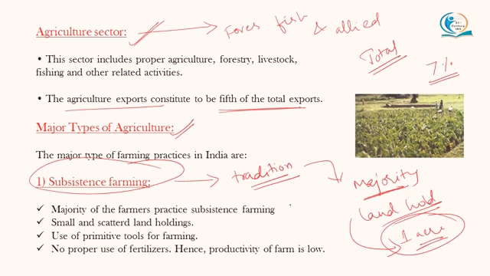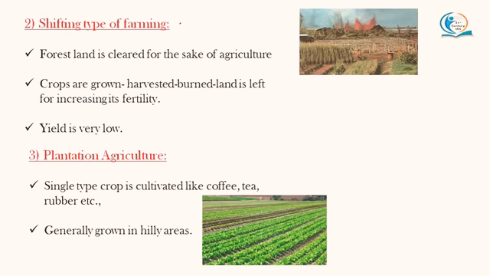Here they use primitive types of tools for production. They don't have access to irrigation facilities and they don't even use fertilizers. Thereby the output of this subsistence agriculture is very low. This type of farming activity is conducted mainly to meet the needs of a family.